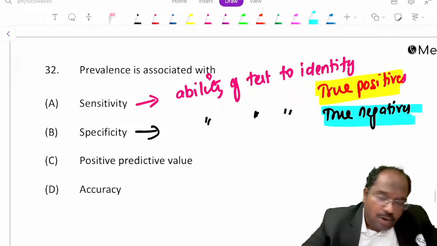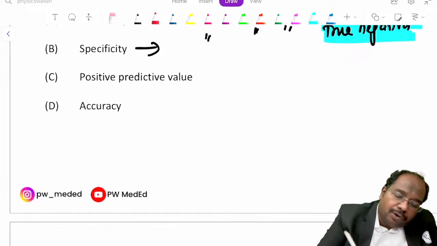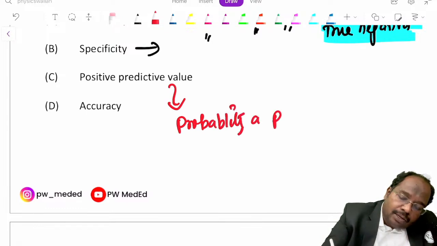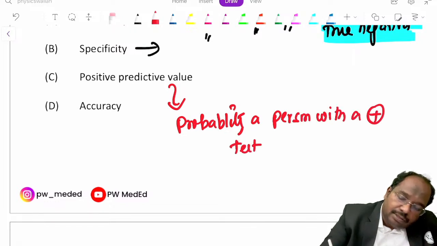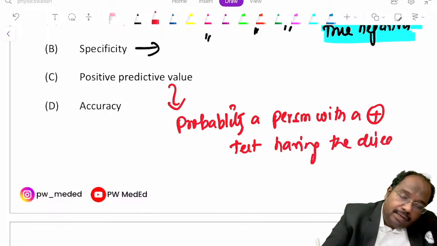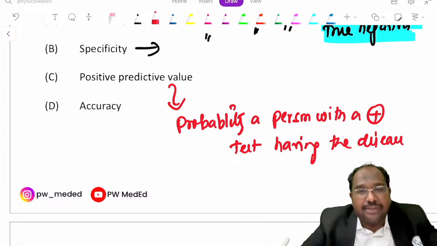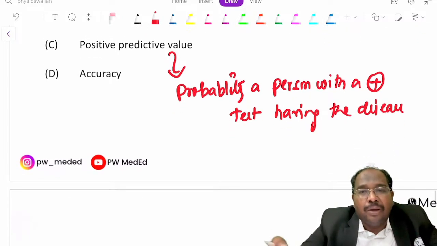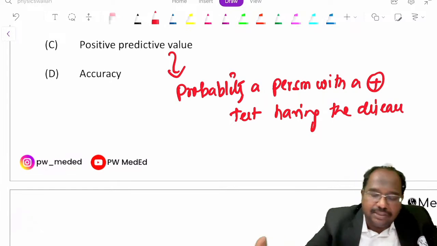Now, what is positive predictive value? Positive predictive value means the probability that a person with a positive test has the disease. What is the probability that a person with a positive test is having the disease? I'm not going deep, I'm only giving the basic outline.